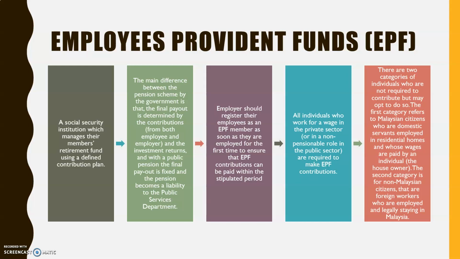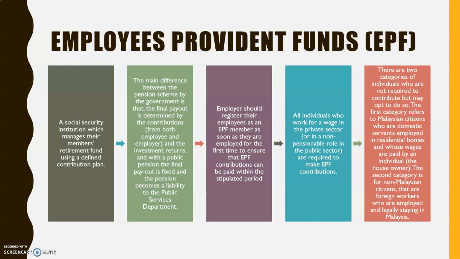Okay, the Employees Provident Fund. This is another scheme. It is a social security institution which manages its members' retirement funds using a defined contribution plan. So the main difference from the pension scheme by the government is that the final payout is determined by the contributions from both employee and employer, and investment return. So that is the final payout. While in public pensions, the final payout is fixed, and the pensions become a liability to the public service department, meaning to say it's a liability to the government.